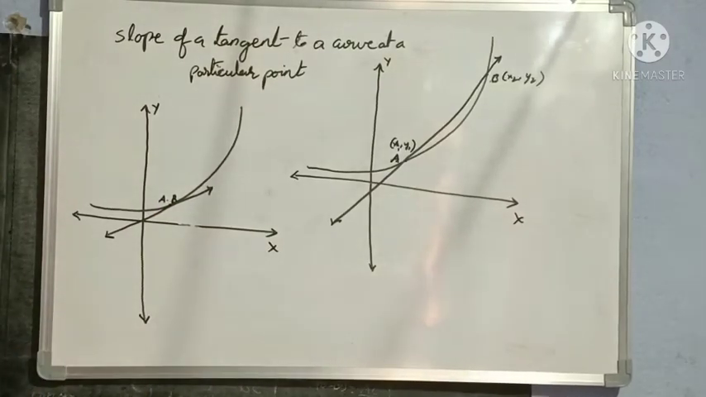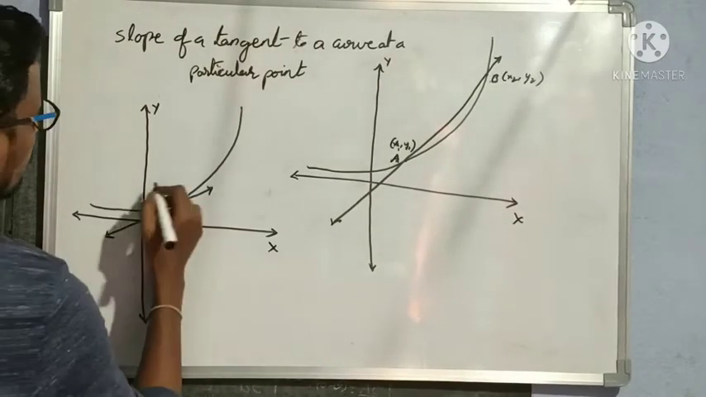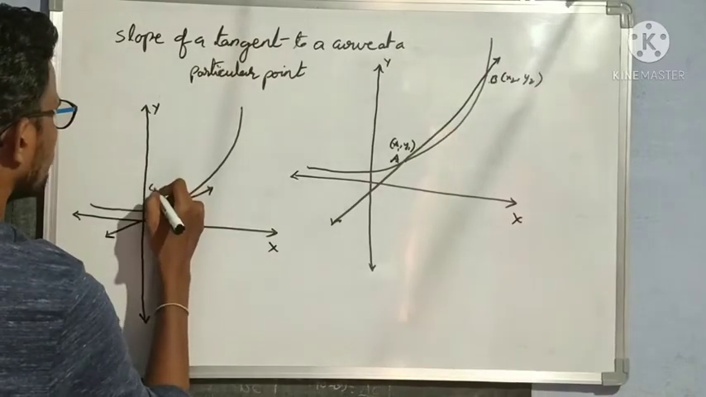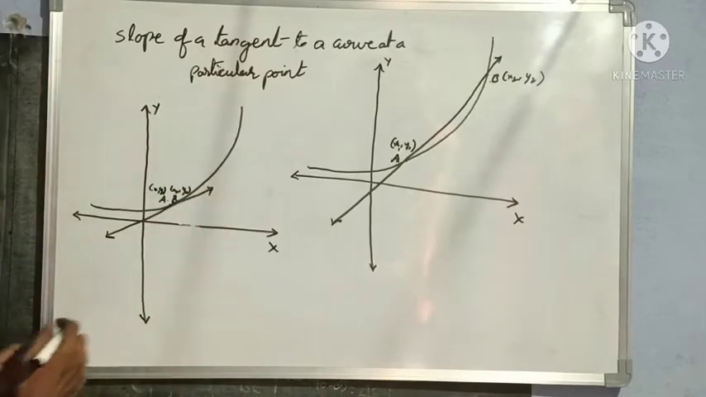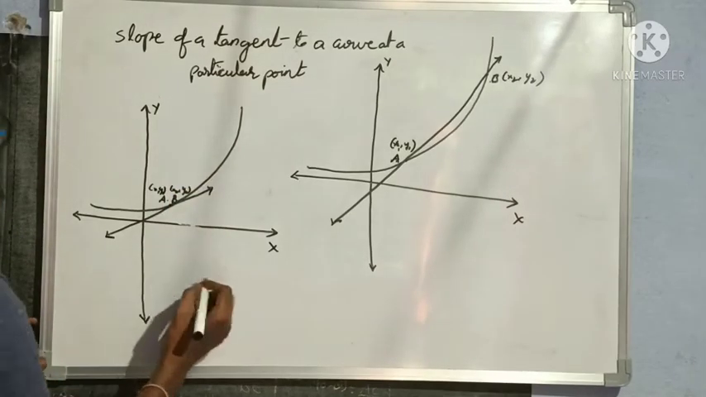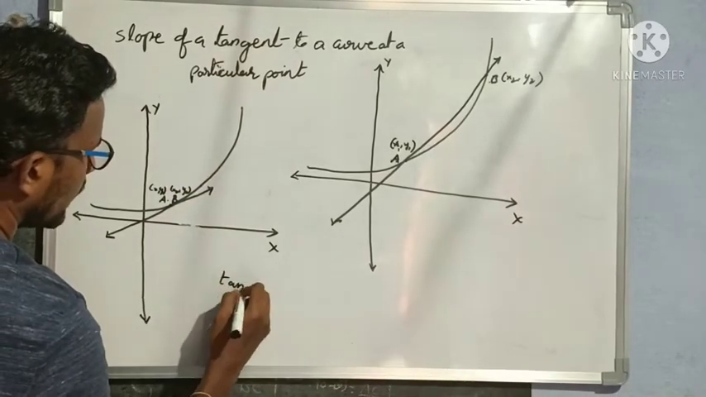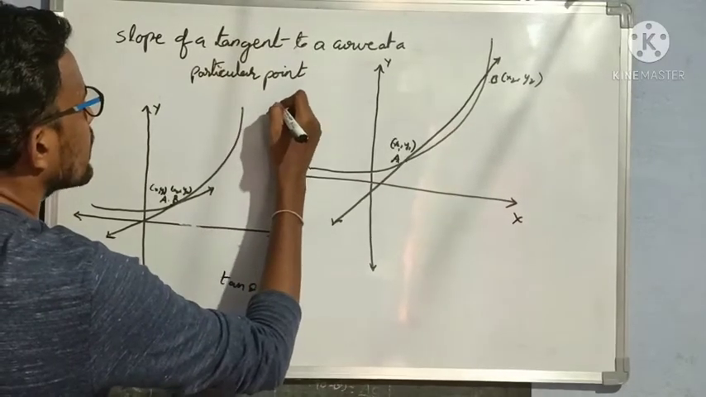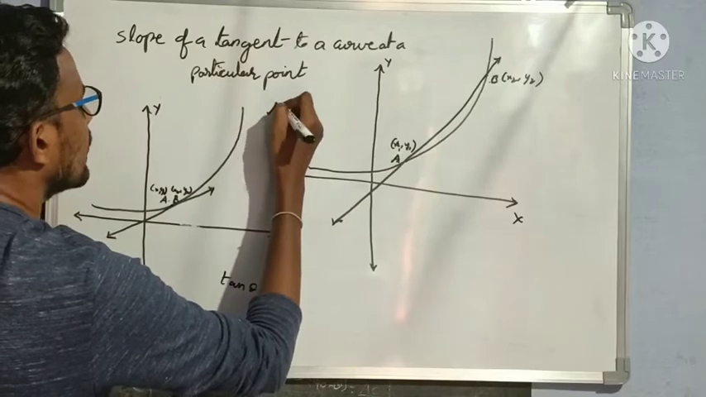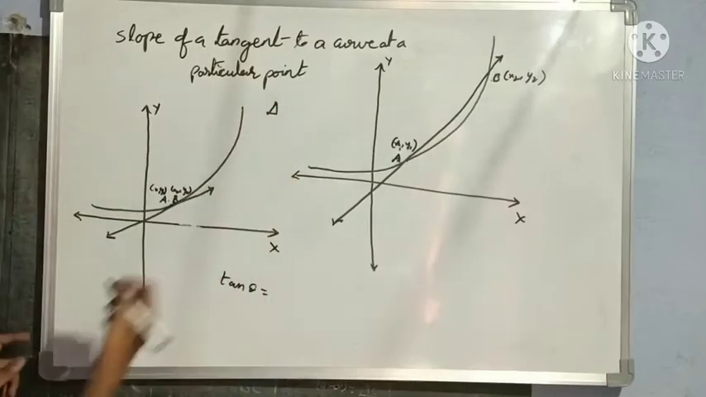Then we can take now the slope of the tangent. Here A is (x1, y1) and B is (x2, y2). So the slope of the tangent is nothing but tan theta. The same, suppose here this is point A and this is point B. These two are a very negligible distance apart. Then one triangle like this is formed.